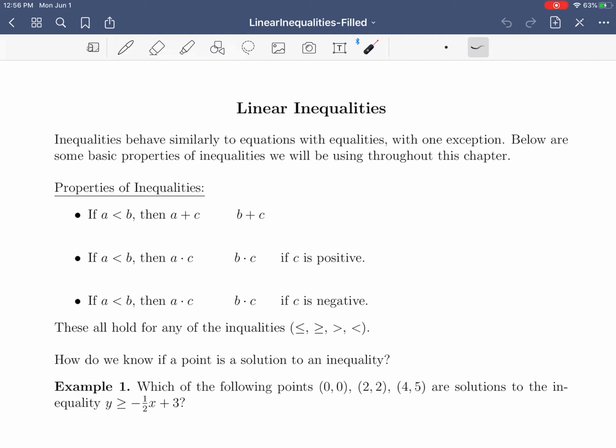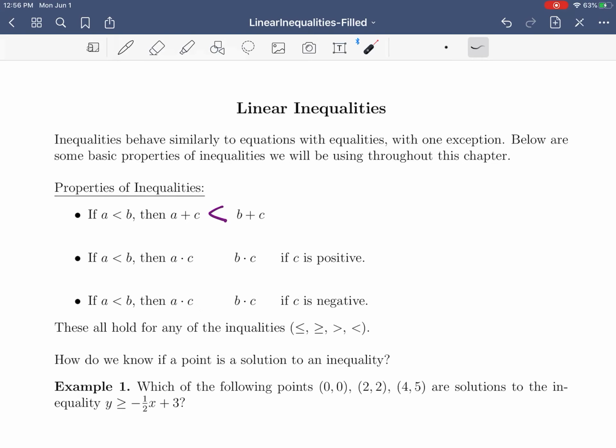So below are some basic properties of how you can work with them. But be careful because there's one exception, one way in which they are different from equalities. So if you know that A is less than B, then if you add C to both sides, A plus C is still less than B plus C. If A is smaller than B and you add the same number to both sides, it doesn't do anything. Or if you subtract the same number to both sides, it doesn't affect the inequality.